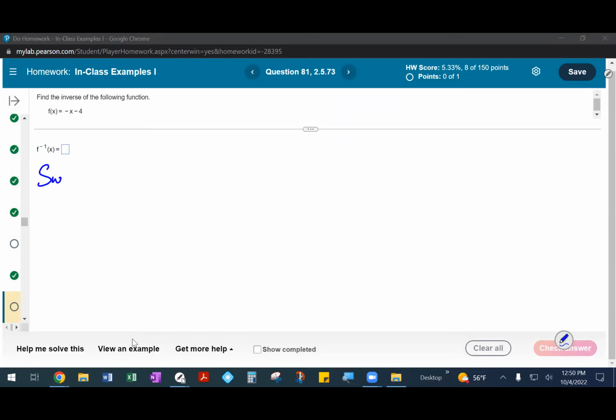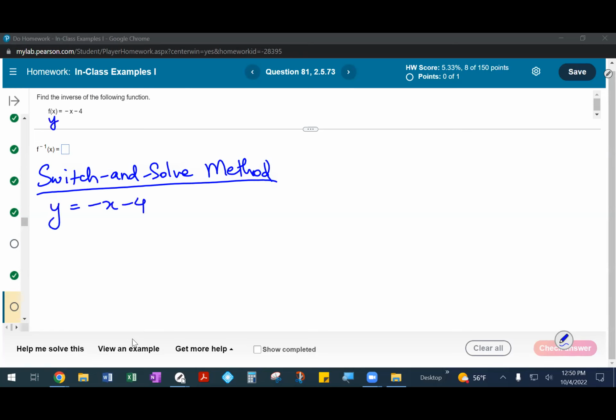If you are going to use the switch and solve method of finding the inverse for your function, start by replacing your f of x with y. So you should have y equals negative x minus 4.